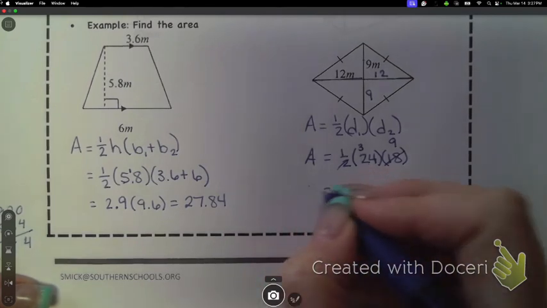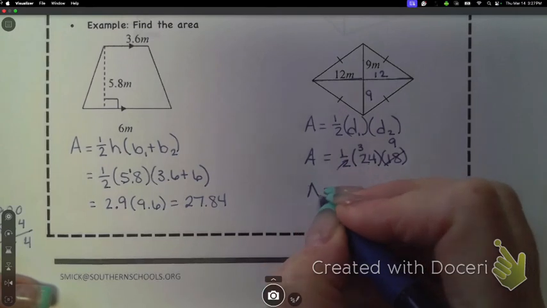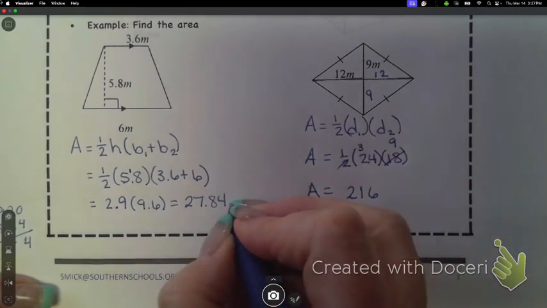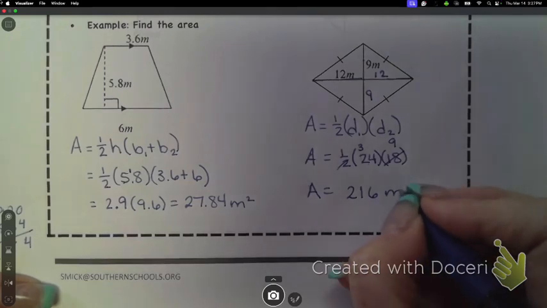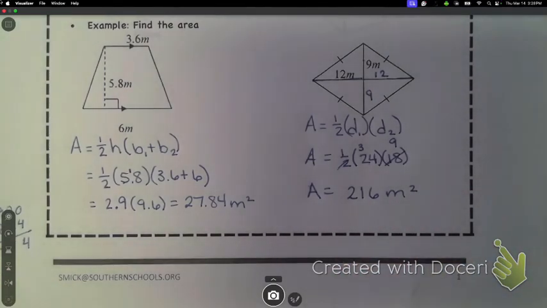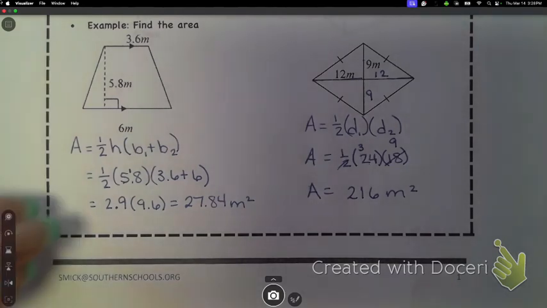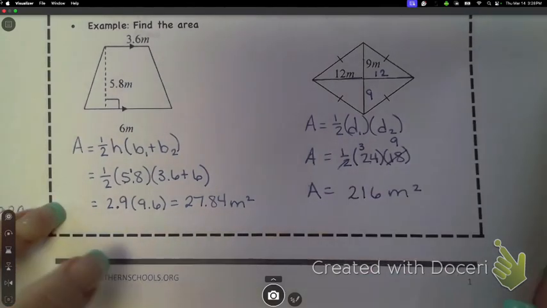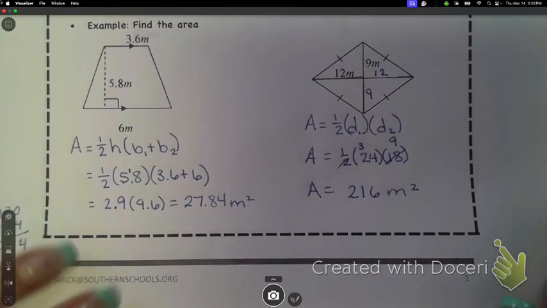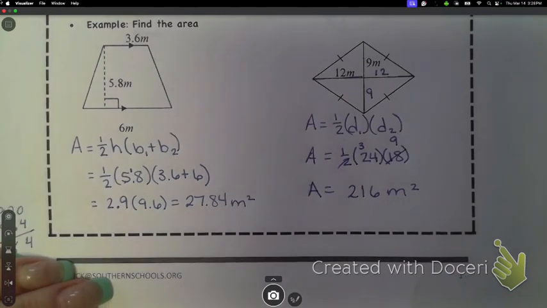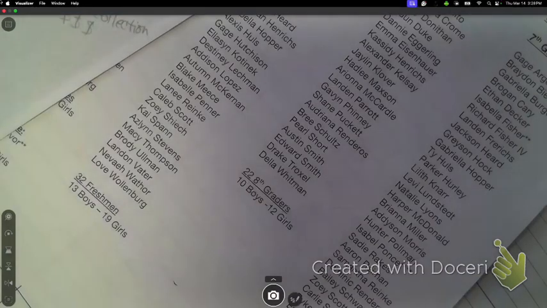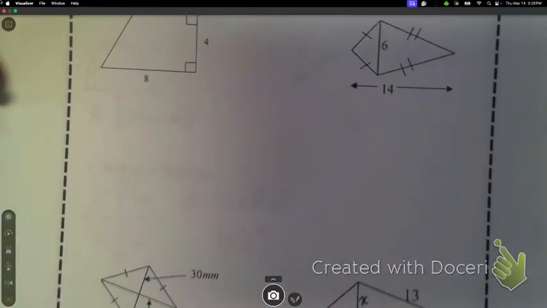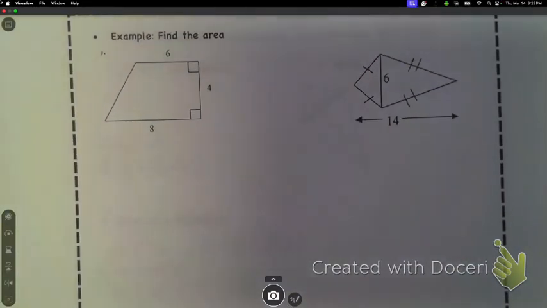Oh, we failed on the first one. What did we forget? The units. Meters squared. And on this one, they are meters squared. Hopefully, you guys did it without me saying it, but I didn't do it. I did, but I put centimeters instead of meters. Okay, questions on those two? No. Okay. We got 4 more just to keep us busy here for a second. Okay, what shape?